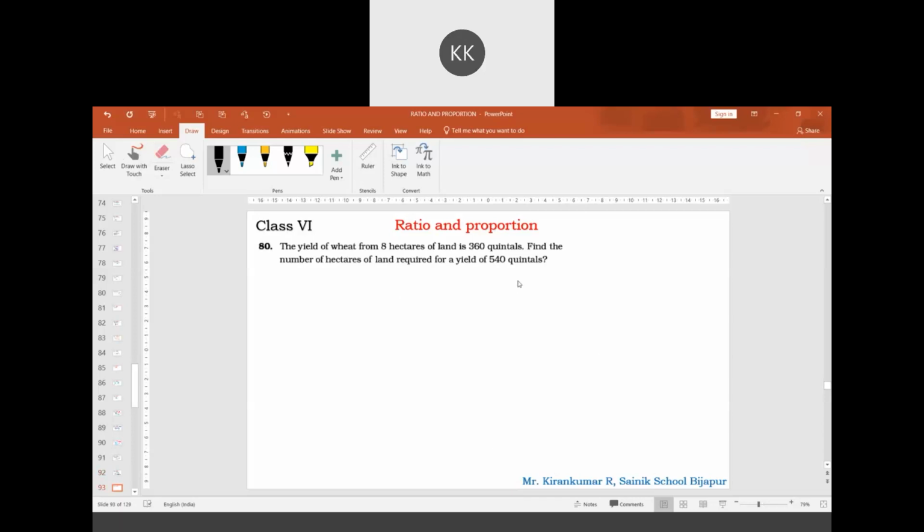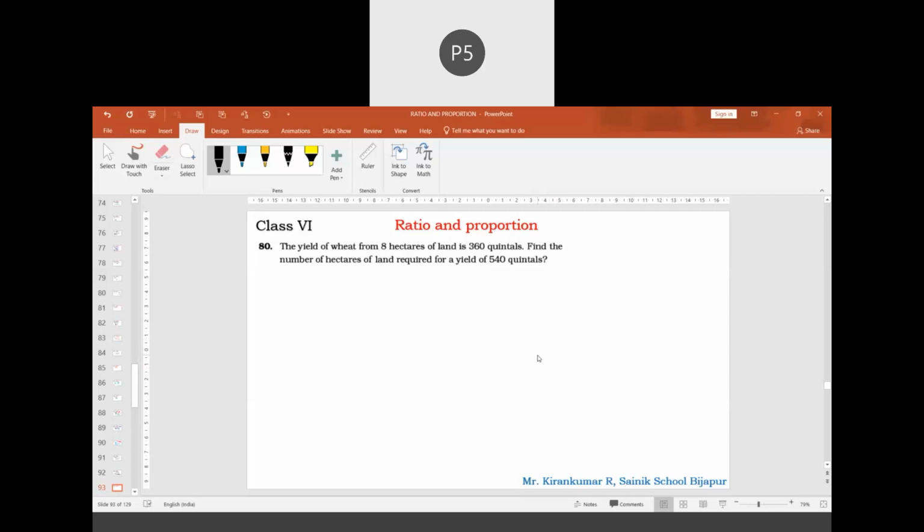Question number 18, sir. The yield of wheat from 8 hectares of land is 360 quintals. Find the number of hectares of land required for yield of 540 quintals.